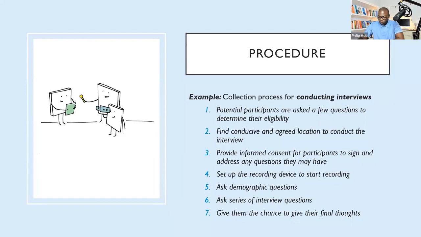Read the consent form to them, make sure that they understand, make sure they know their role, make sure that they know what they have to do, and they are not being forced to be part of the study. They can leave the study at any time. So after all these, you ask them whether they have any questions before they sign. If they don't have any questions, they sign the consent form, and then you move ahead and start the demographic questions. And you go ahead and ask them about the main interview questions.